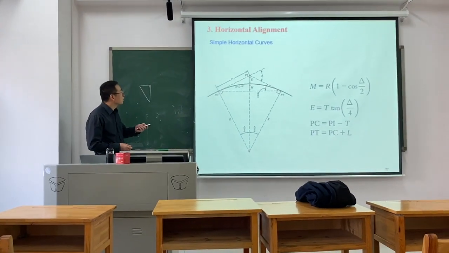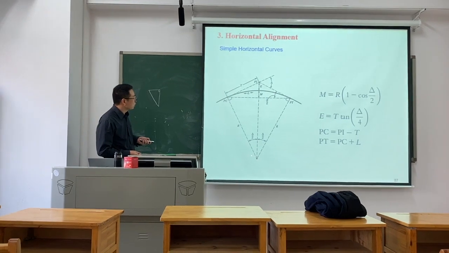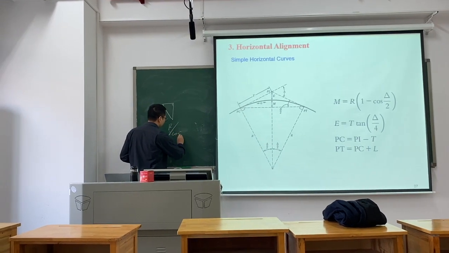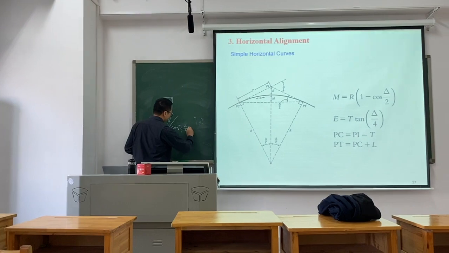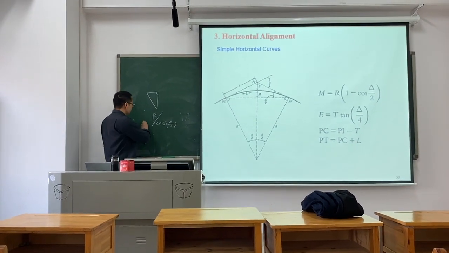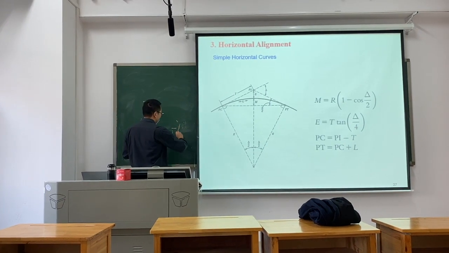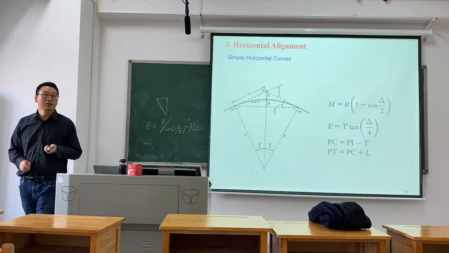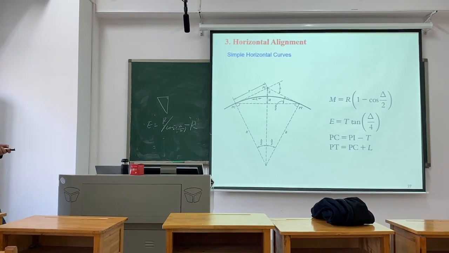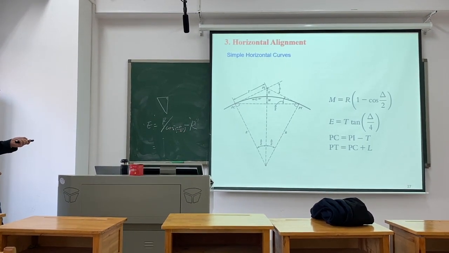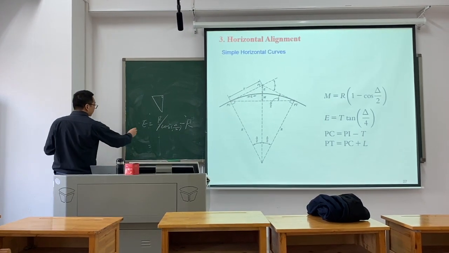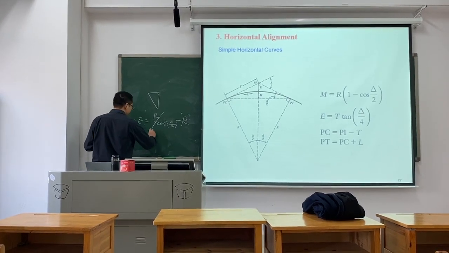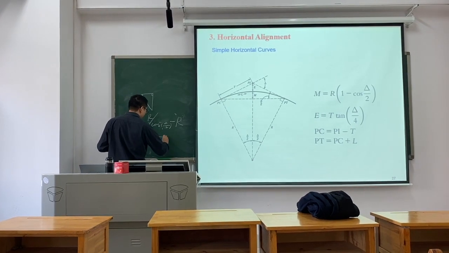We can do that. From the PI, this is R. From E to M, then down to the radius, because we are finding only E. So E is the radius divided by cosine of theta over 2, minus R.